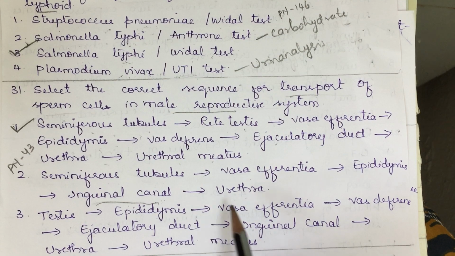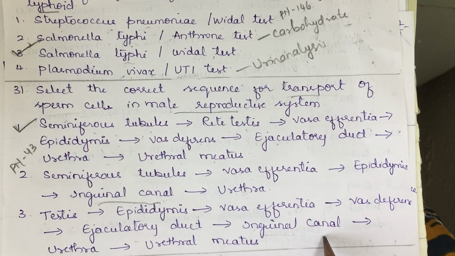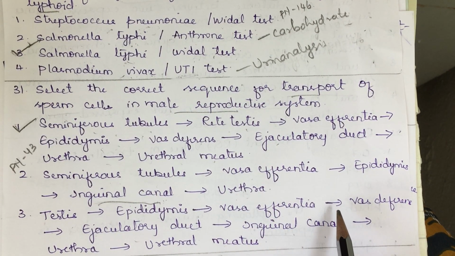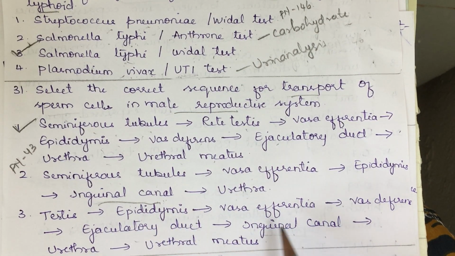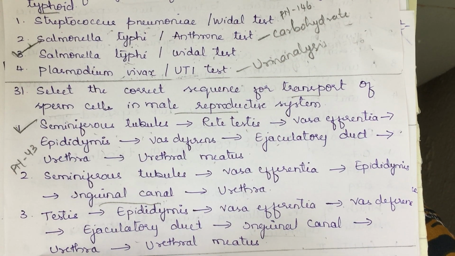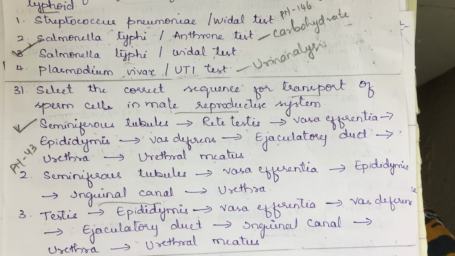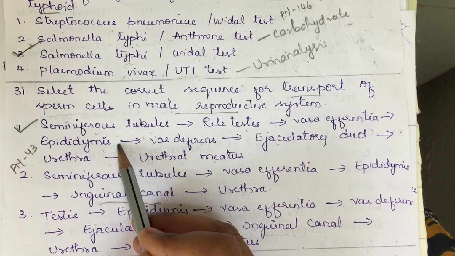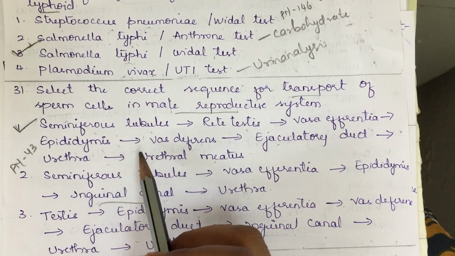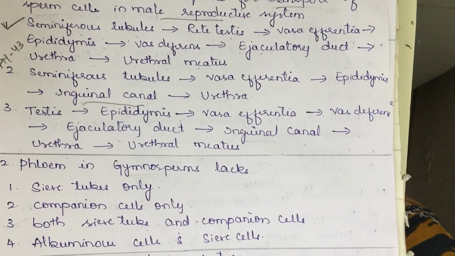Next: testes, epididymis, vasa efferentia, vas deferens, ejaculatory duct, inguinal canal, urethra, urethral meatus. Again inguinal canal, so this one is wrong. Also, after vasa efferentia comes epididymis, then vas deferens. This is not the correct sequence. Sorry guys, I forgot to mention the fourth option. The fourth option is testes, epididymis, vasa efferentia, rete testis, inguinal canal, urethra. But the correct answer is the first one. If you go through the textbook diagram you will find the correct sequence, and in further second year classes I shall discuss that diagram. There you will get the answer.